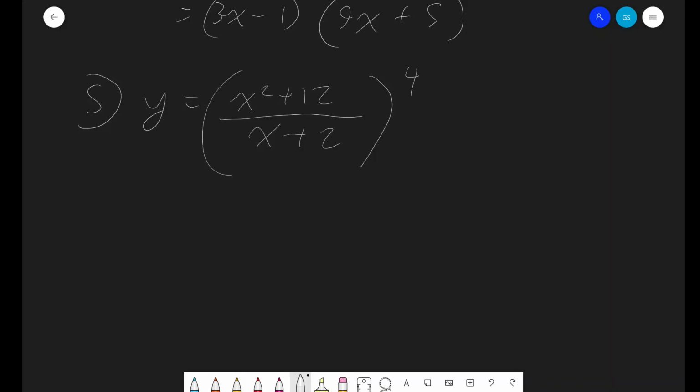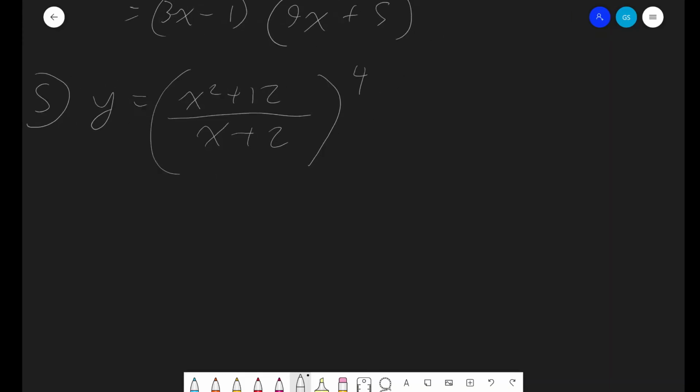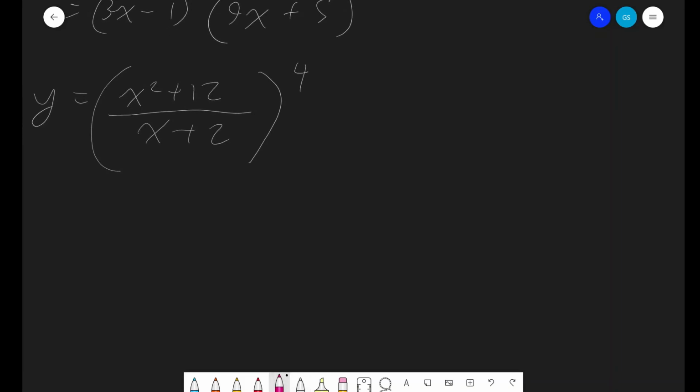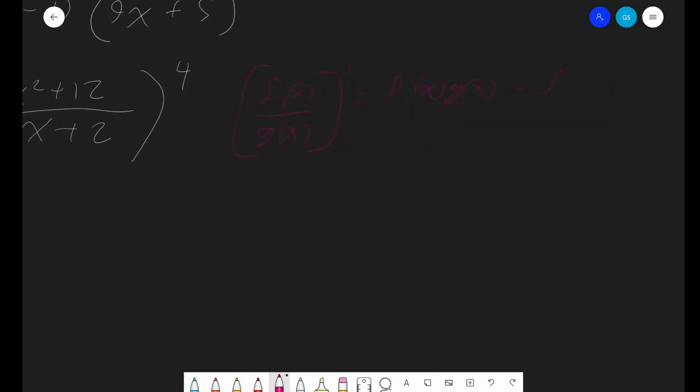So, right from the get-go, I'll be straight with you. We're going to be using quotient rule with chain rule. In the last example, we used product rule with chain rule. Now we're going to use quotient rule and chain rule. So if you've forgotten quotient rule, if you have f of x over g of x and you're differentiating this wonderful thing, this is just f prime of x, g of x, minus f of x, g prime of x, over g of x squared.